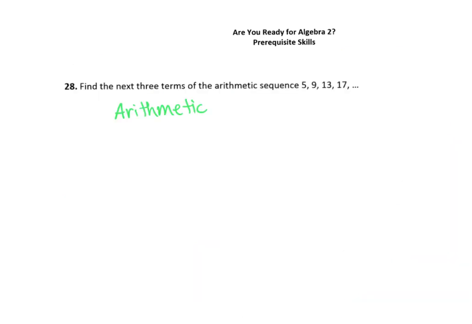Okay, coming up next we have an arithmetic sequence. We're just being asked to find the next 3 terms of this arithmetic sequence. Now, there's 2 types of sequences we've done in Algebra 1, arithmetic and geometric. An arithmetic sequence is a pattern that we find by adding or subtracting, okay? Geometric is multiplying or dividing, okay?